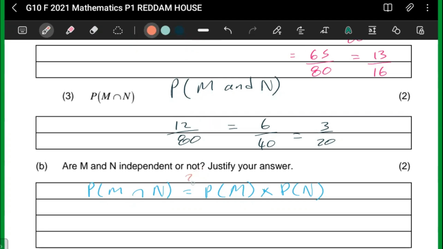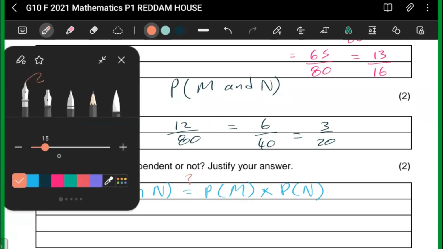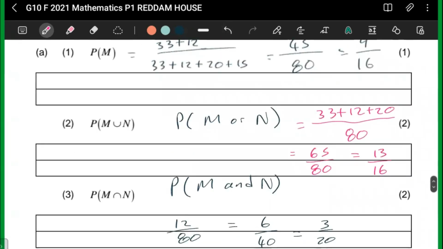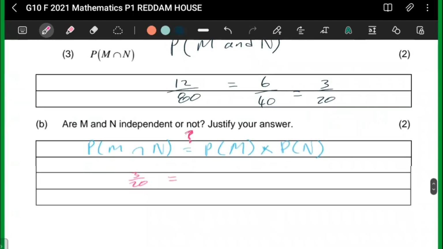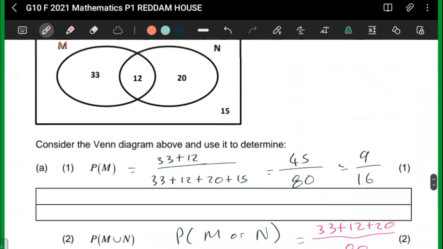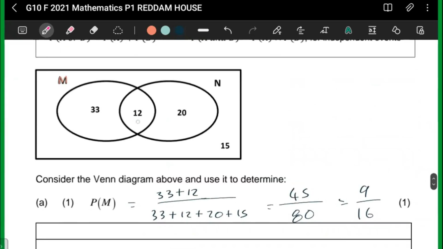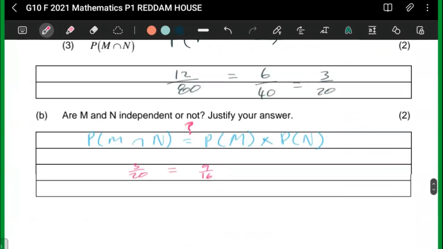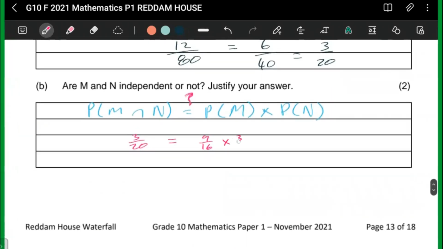So we want to test it out. Let's just put a question mark here when I test out if this equation balances out. The probability of M and N, we have here 3 over 20. The probability of M, we have it as 9 over 16. The probability of N would be 32 over 80.